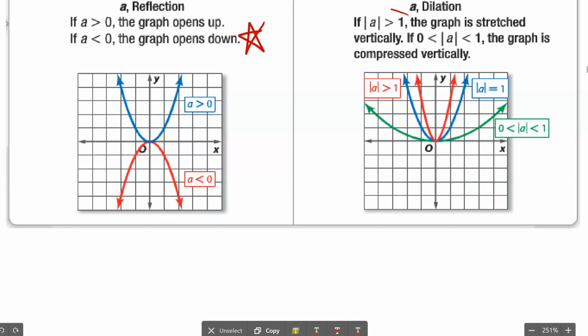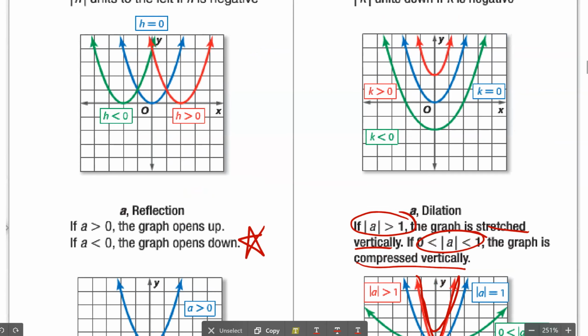If the absolute value of A is greater than 1, it's going to be stretched vertically. Meaning, look at the red one. The red one is stretched vertically. It's much thinner than the parent function, which is blue. If it is between 0 and 1, we say it's compressed vertically. It's being widened out. So that's the A. That's what's in front on your vertex form.